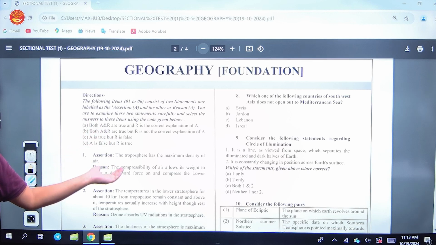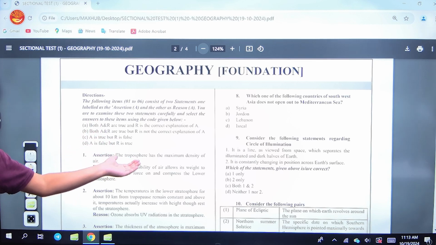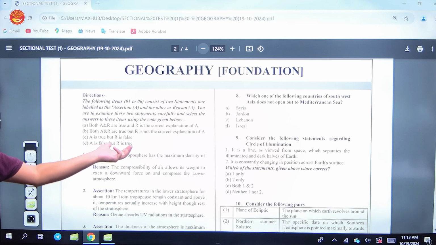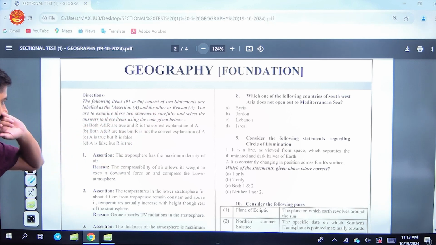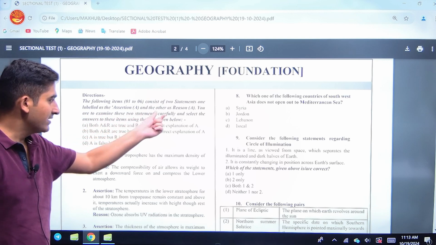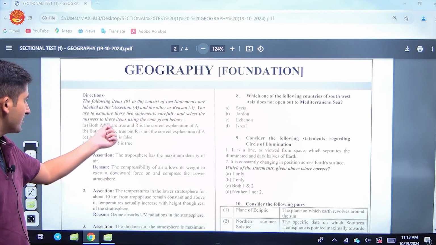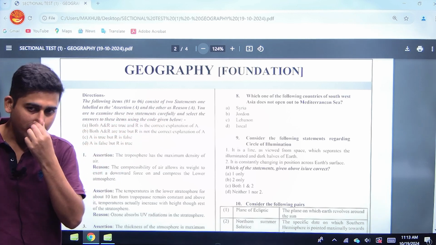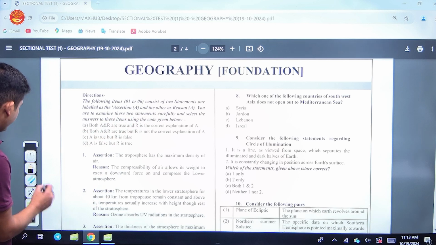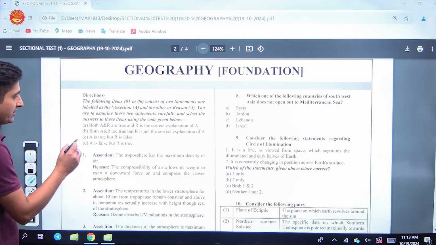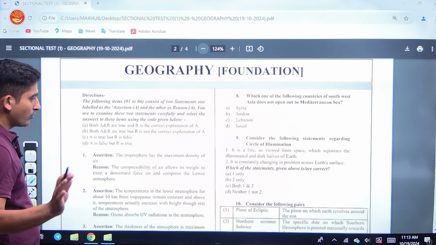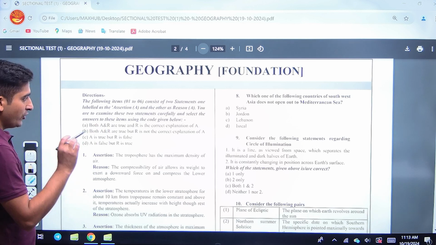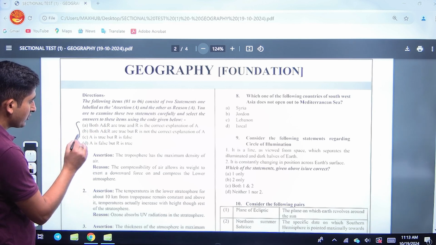The statement that is described in the assertion, what is the cause for it, what is the reason for it? So there are two statements, the one as assertion and the other as reason. You are to examine these two statements carefully and select the answers to these items using the code given below. Clear? You have to read both of them carefully, and you have to choose the answer from these options.